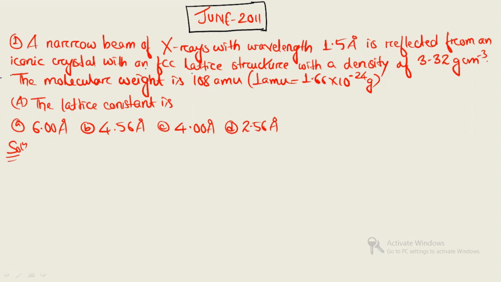So the question is quite simple. Here you are given a narrow beam of X-rays and the wavelength lambda, 1.5 Angstrom, right? So it is reflected from an ionic crystal, and it is reflected with what? FCC lattice, okay, face centered cubic lattice. So the cubic lattice structure, and the density is given to you 3.32 gram centimeter cube inverse, and the molecular weight is also given to you. So you will have to calculate the lattice constant, or you can say the lattice parameter.